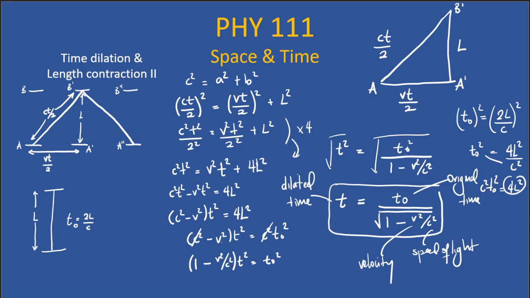Analogously, for length contraction it's a bit similar. Just that your new length L is going to be L naught times the square root of 1 minus v squared over c squared. So the formulas are similar for time dilation and length contraction, just a little bit different. Because the dilated time is more than the original time, and the relativistic length, that's the length that happens when it moves at a relativistic speed, is going to be less than the original length. That's why these formulas are a bit different.